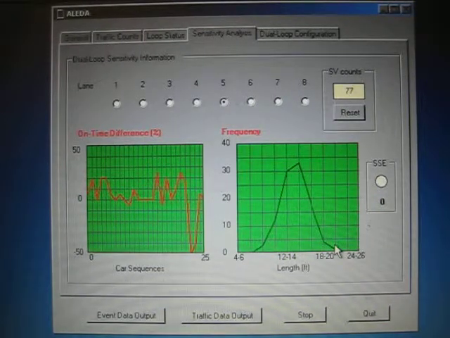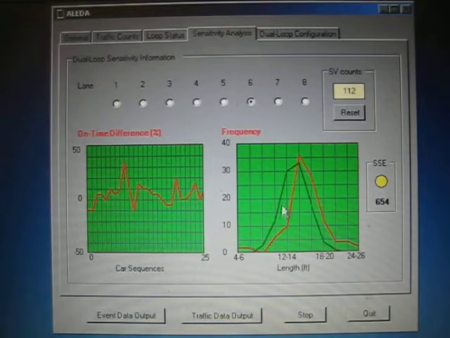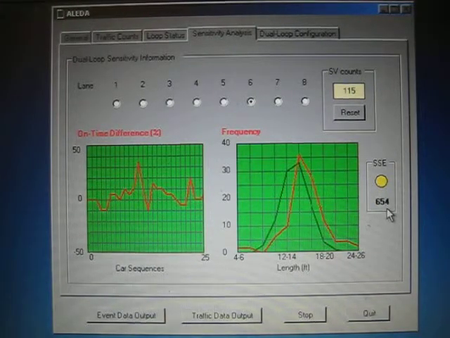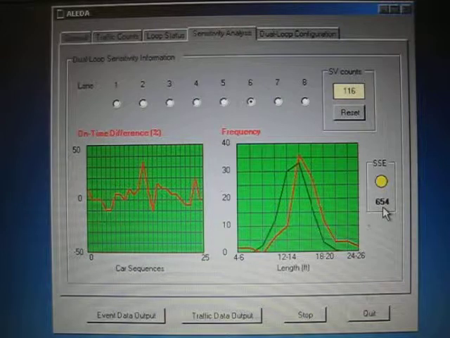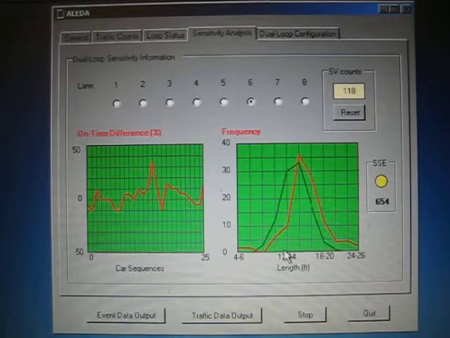Therefore, ALEDA can identify the sensitivity by showing the comparisons between the observed and ground truth vehicle length distributions. If both distributions are similar, a dual loop should not have a sensitivity problem. Alternatively, the sensitivity levels of both loops must be equally adjusted in the same direction until the observed length distribution is close enough to the ground truth.